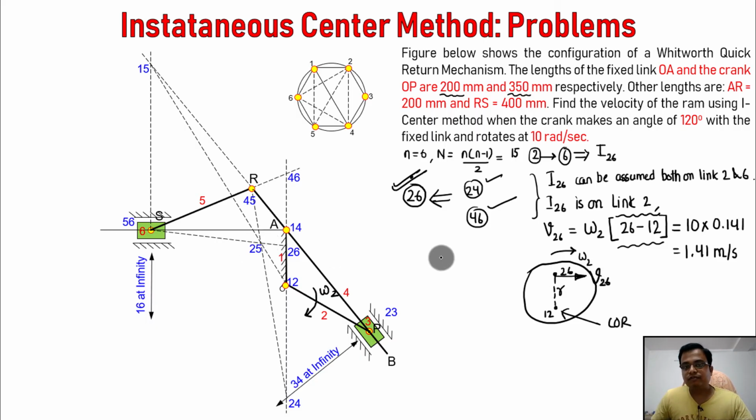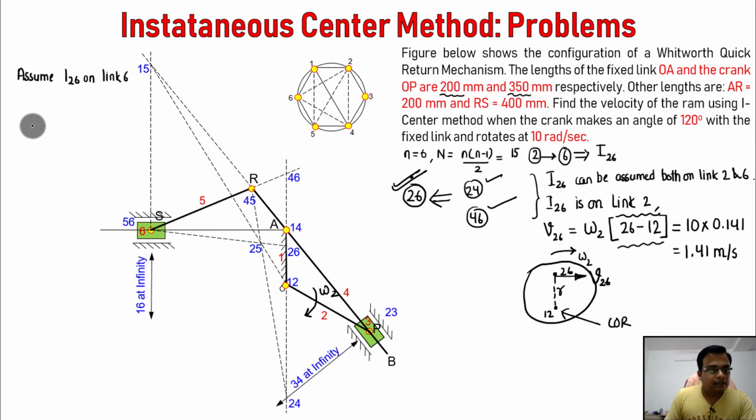Now, we are not supposed to find the velocity of the I-center 26. What we are supposed to find is the velocity of the ram. So if this is moving in the clockwise sense, this also will be moving in this direction towards the right hand side. So what you need to do is assume I-center 26 on link 6. When you do that, make sure that link 6 is extremely big, like this. This is link 6, and here we have 2, 6, and we know the direction of 2, 6. It is somewhere along this direction, V26.